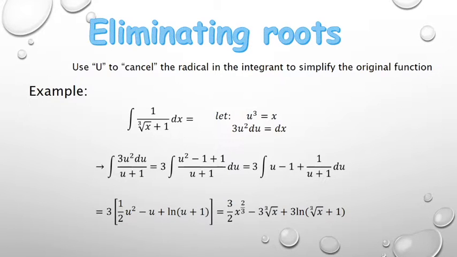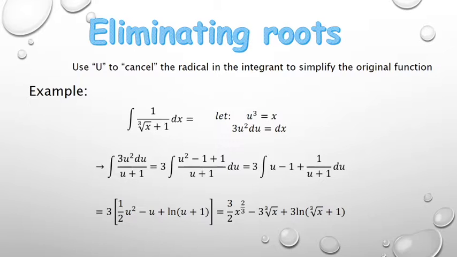The next method that we are going to discuss here is eliminating roots. Use u to cancel the radical in the integrand to simplify the original function. For example, for the problem integral of 1 over the cube root of x plus 1, we let u cubed equal x, and therefore 3u squared du equals dx. And then we substitute in, so it becomes the integral of 3u squared du over the cube root of u cubed, which is u, so it becomes u plus 1.